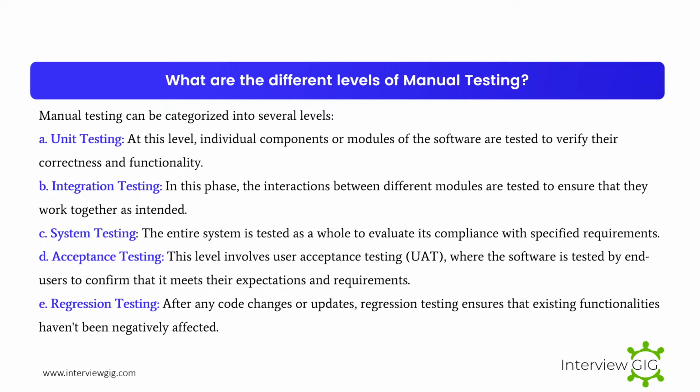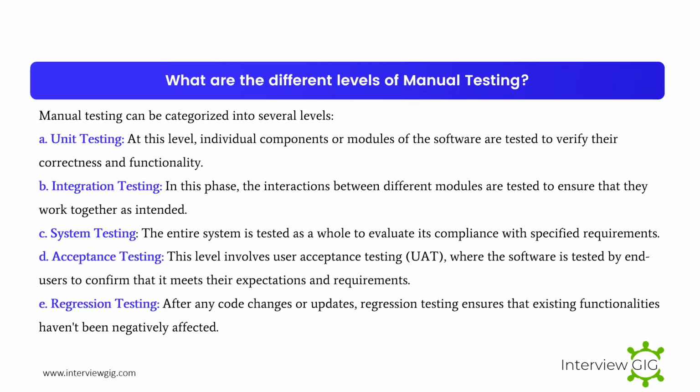B. Integration testing. In this phase, the interactions between different modules are tested to ensure that they work together as intended. C. System testing. The entire system is tested as a whole to evaluate its compliance with specified requirements. D. Acceptance testing. This level involves user acceptance testing, UAT, where the software is tested by end users to confirm that it meets their expectations and requirements.